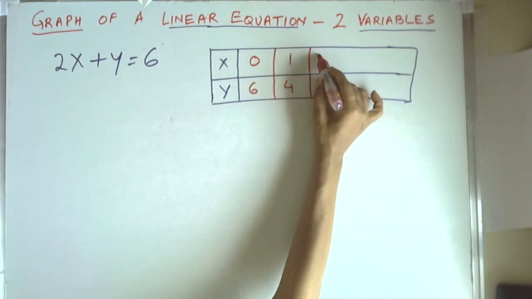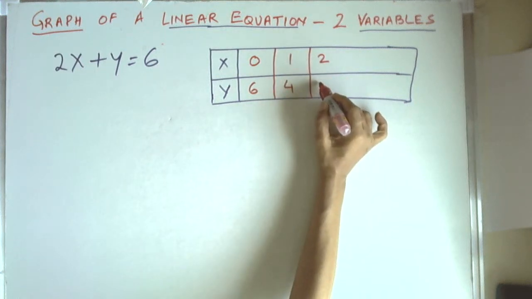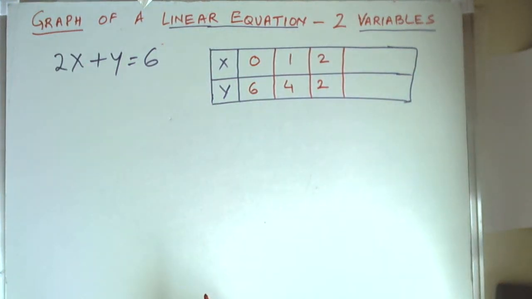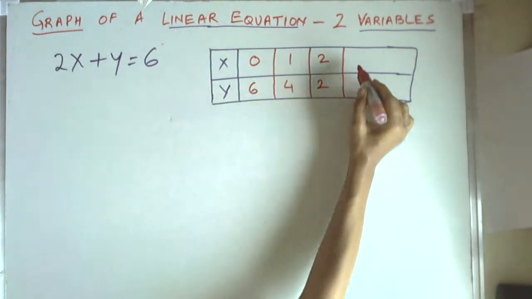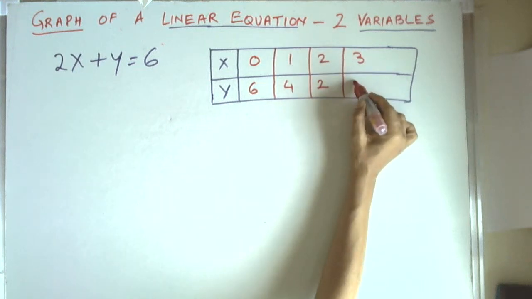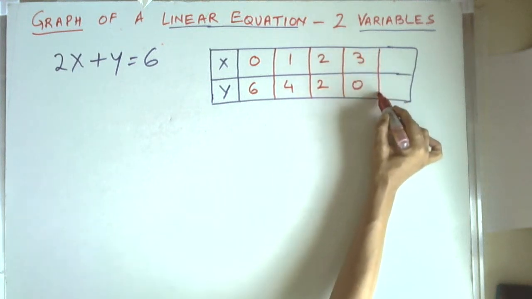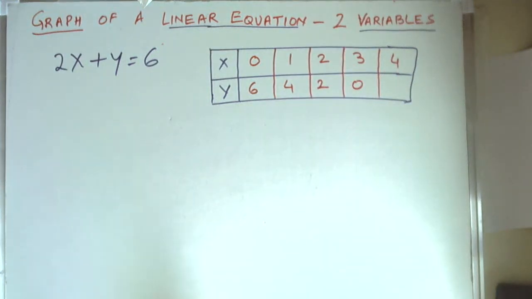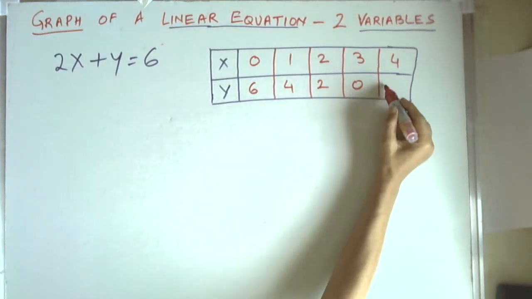When x is 2, y is also 2. And when x is 3, y is 0. And when x is 4, y will become minus 2.